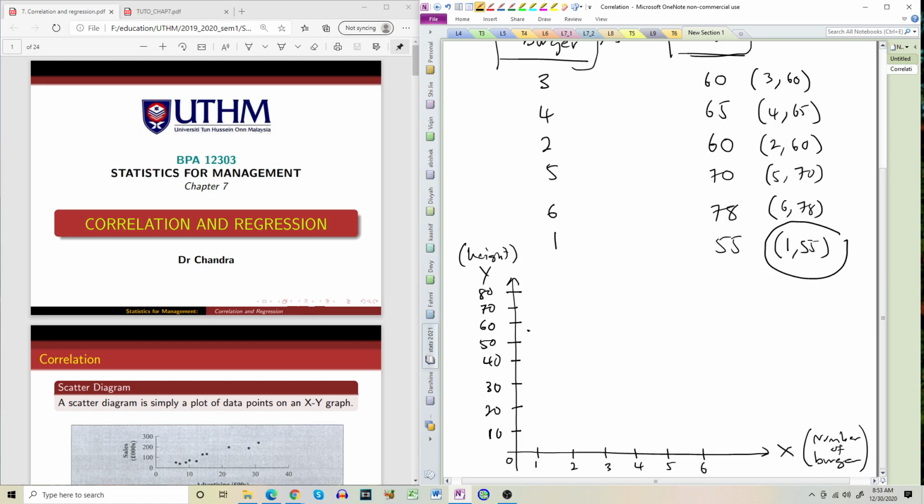Now if I want to plot this, (1, 55) is here, and another one is (6, 78). It doesn't matter on order. You can start from the top or bottom, as long as all the points are in the Cartesian plane. (5, 70), (2, 60), (4, 65), 4 here, 65 is here, and (3, 60). Yes, these would be the 6 points if you plot in a Cartesian plane, which of course is just a sketch or rough idea.